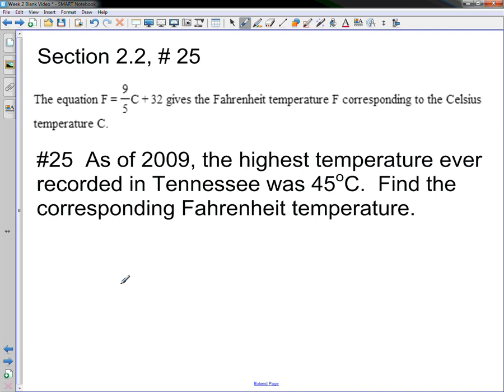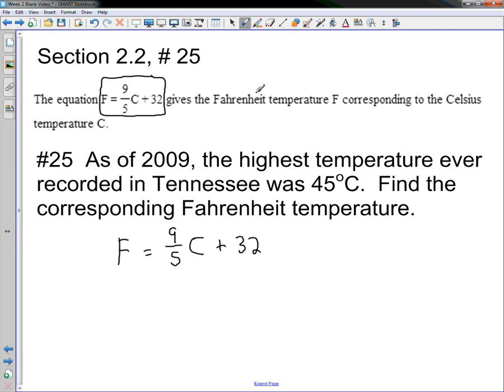Okay, so this is number 25 in 2.2. So we're dealing with converting between Fahrenheit and Celsius. So there is a formula for that. So we have F for Fahrenheit equals 9/5 times C for Celsius plus 32. So as of 2009, the highest temperature ever recorded in Tennessee was 45 degrees Celsius. So this is Celsius. Find the corresponding Fahrenheit.